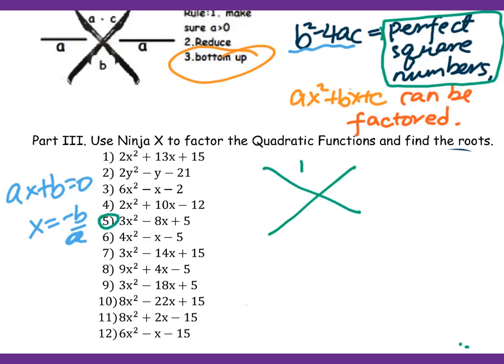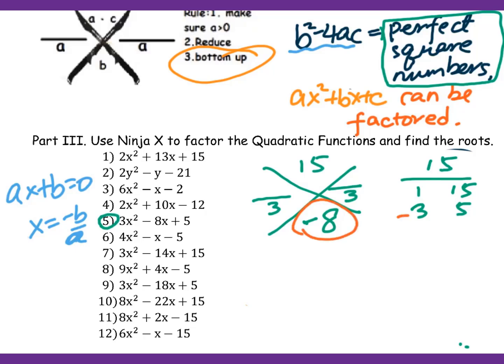I got 15, here's negative 8 over 3 over 3. For 15, this is a positive, so the factors are either both positive or both negative. So I do 1, 15. Adding is not negative 8. 3, 5. I got the positive 8, but I'm looking for negative 8. That's why I changed the sign.